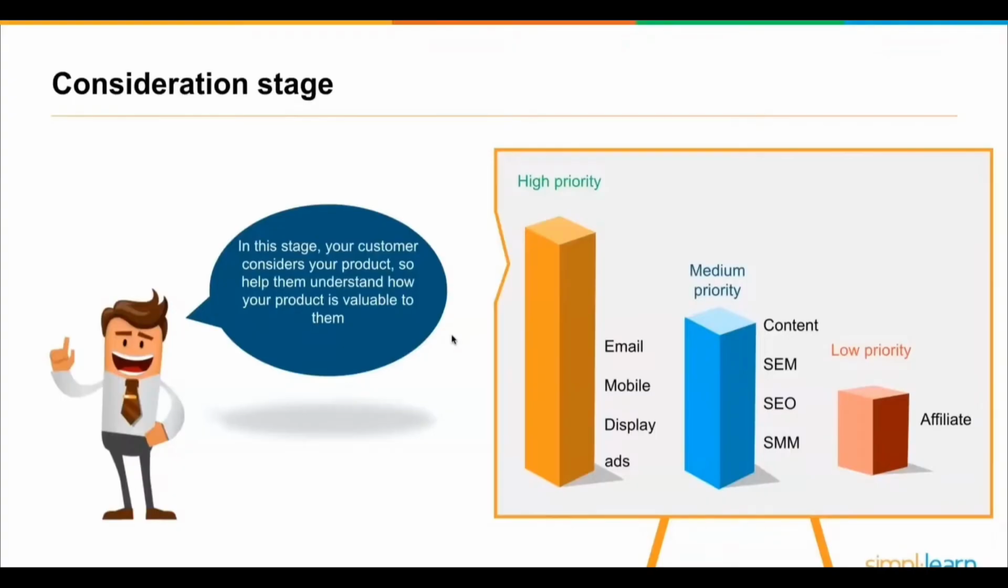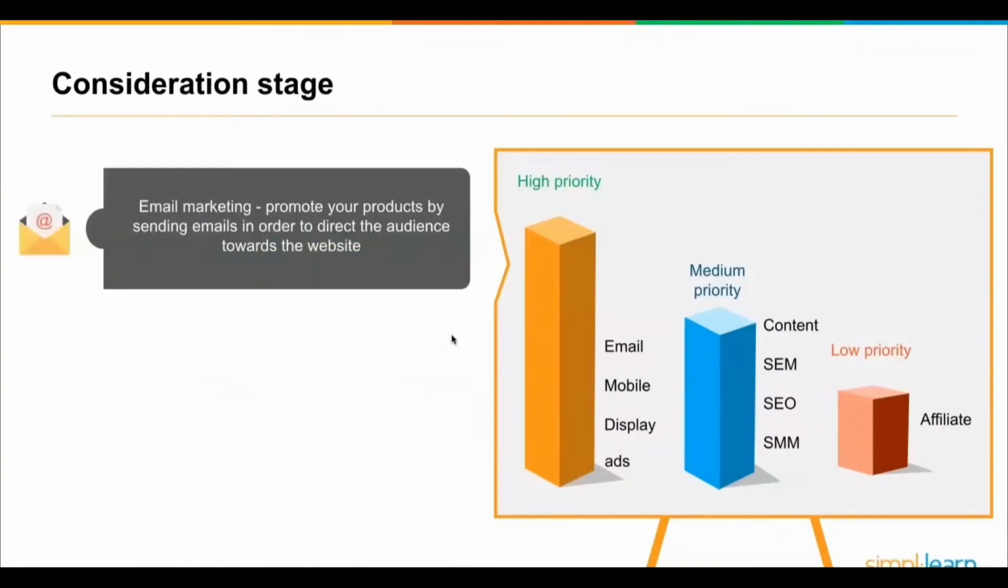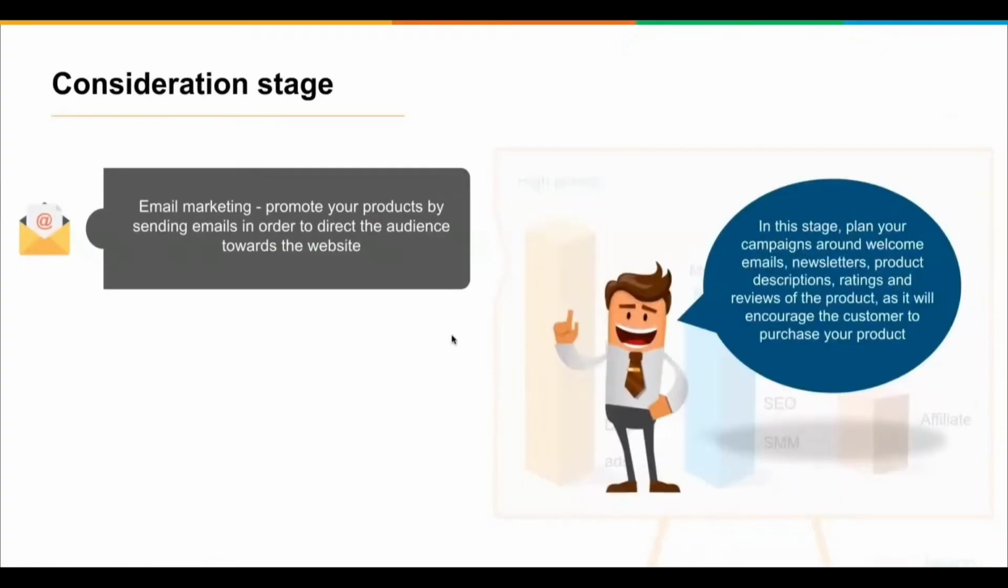Okay, so you have email, mobile, display, SEM. These are all good channels to use on the consideration stage, especially on search, because if somebody's looking for something and they're aware of your brand, then you have a good opportunity to get them to click on your ad, especially if you're offering a promotion, and get them to convert. The goal here is to increase our engagement. So people are aware, and we're moving them further along the funnel. With email marketing, we have the opportunity to promote the product by sending an email directly to our audience. So with this stage, plan your campaigns around welcome emails and newsletters.